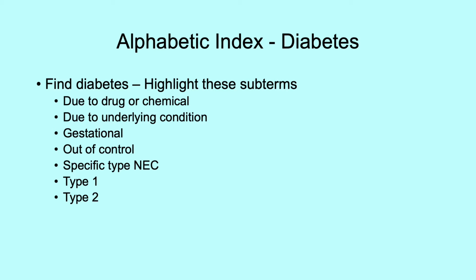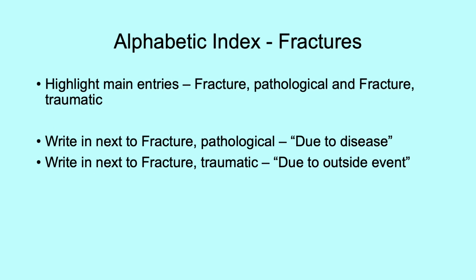of subterms. Okay, let's look at fractures. So highlight fracture pathological and fracture traumatic. Write in next to fracture pathological, due to disease. Write in next to fracture traumatic, due to outside event or injury or whatever. I know you know that, but sometimes you're going through it really quick and you get confused. So be sure you get the right type of fracture.